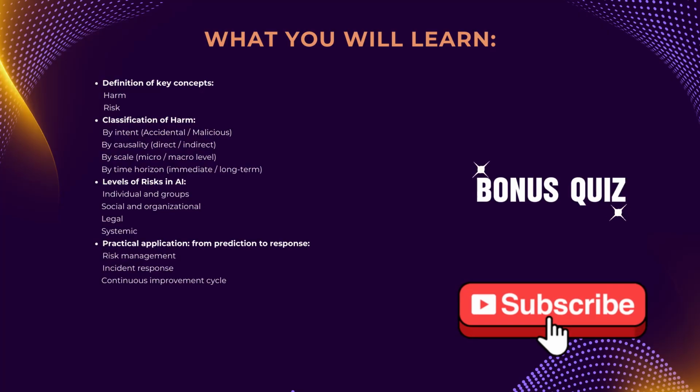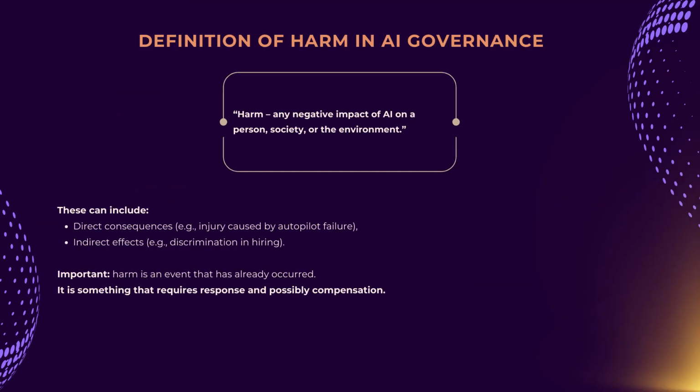Let's begin. And to begin, let's break down what exactly harm and risk are, specifically from the perspective of our discipline, artificial intelligence governance. Understanding their difference and interrelation is the key to everything we will study next.